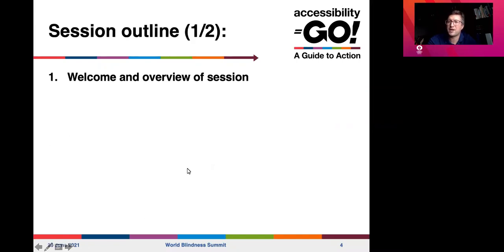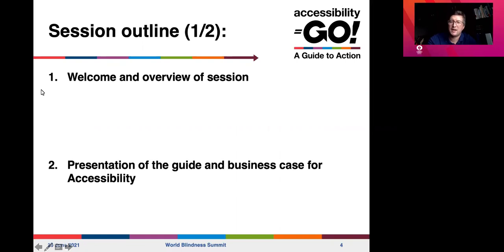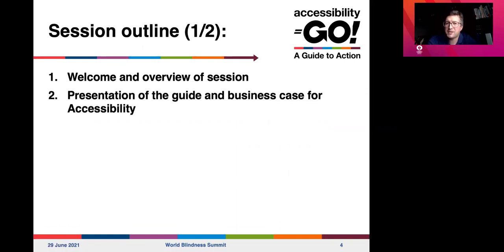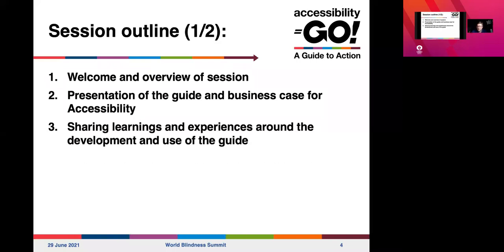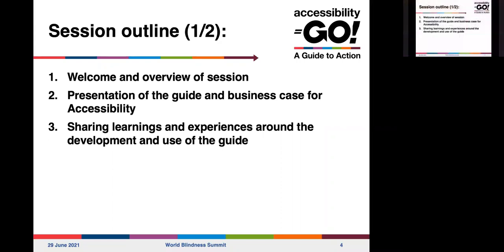Quick look at the session outline for today. We'll start by doing a quick presentation of the guide and just go through the quick business case for accessibility. That would be just giving you the basic information so that then we can start engaging into sharing learning and experiences with the panelists and speakers that are here today. The idea is really to discuss and learn from other practitioners who have been working on accessibility and who have been contributing to the development and the use of this guide.